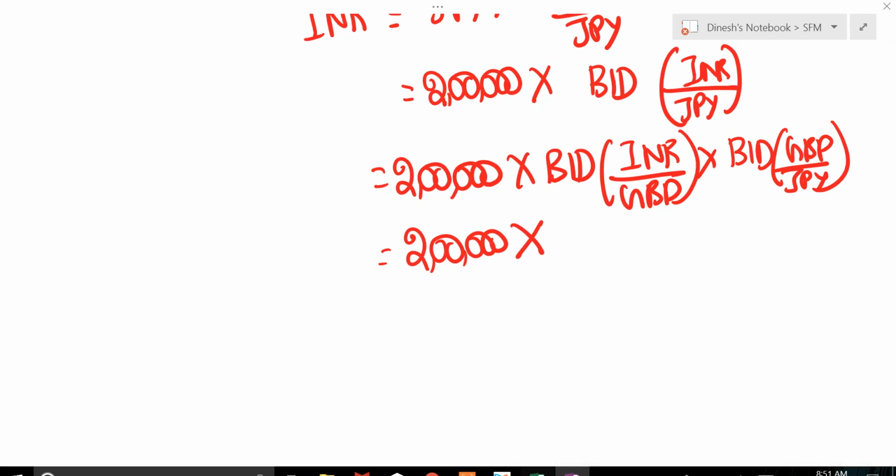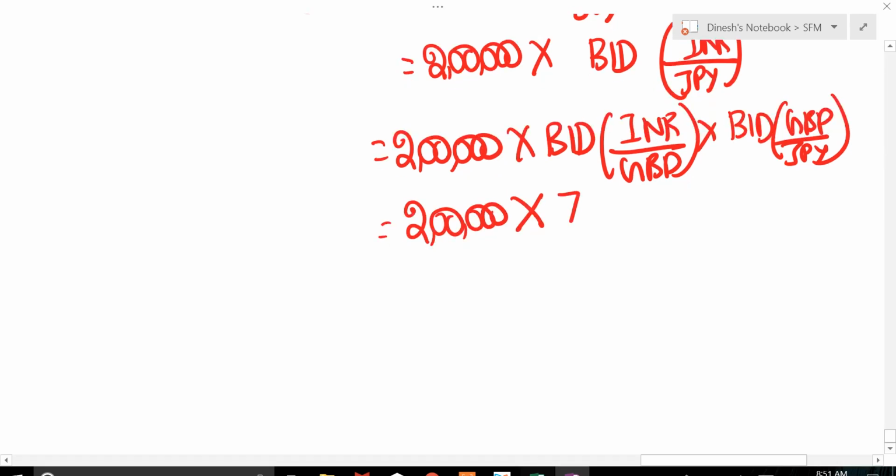INR per GBP bid rate is 75.25. GBP per JPY is not available, so 1 by ask, 1 divided by 147.65. That's all you get to your answer.